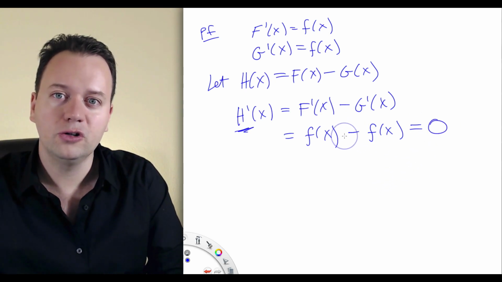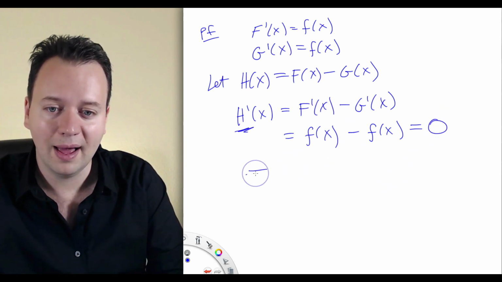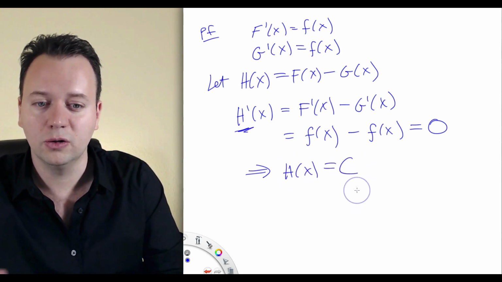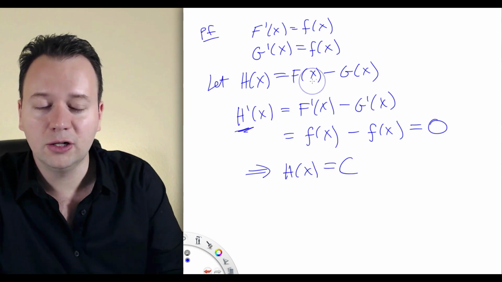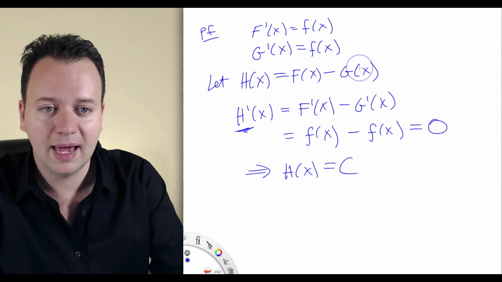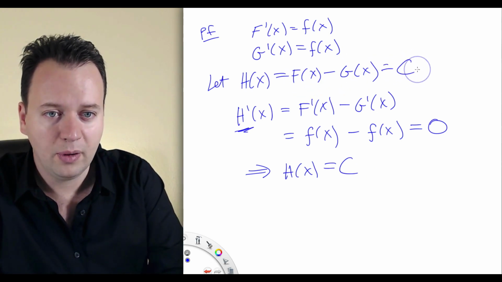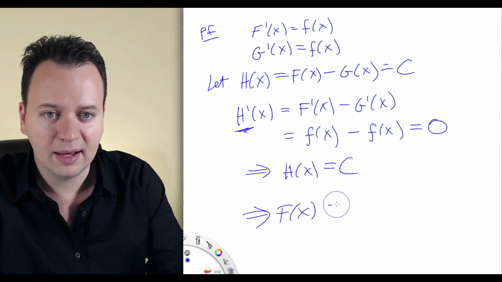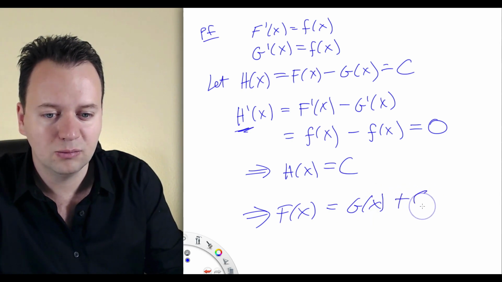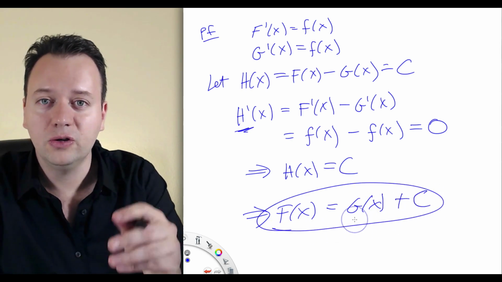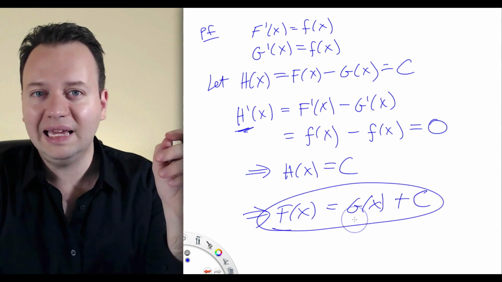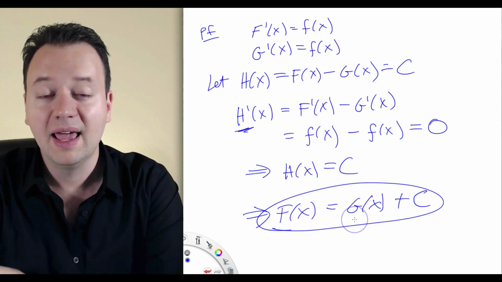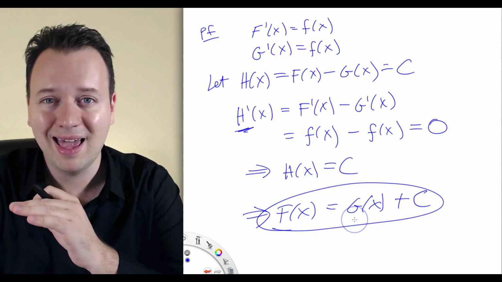Now, when you have a function whose derivative is 0, what does that imply? That implies that h of x is some constant function, so it's just equal to a constant. The h of x was capital F minus capital G, which means that capital F minus capital G is a constant. Ergo, capital F of x is equal to capital G of x plus c. So once you find one antiderivative, you basically have all of them, because all antiderivatives for a given function have to be related to each other by a constant.